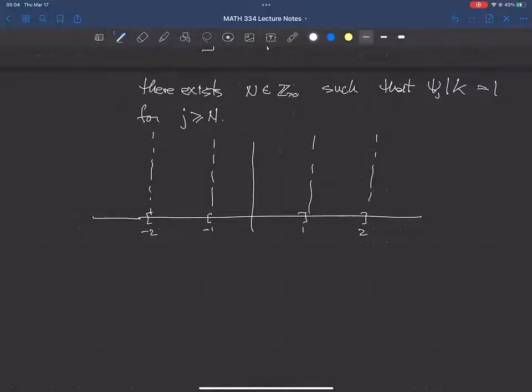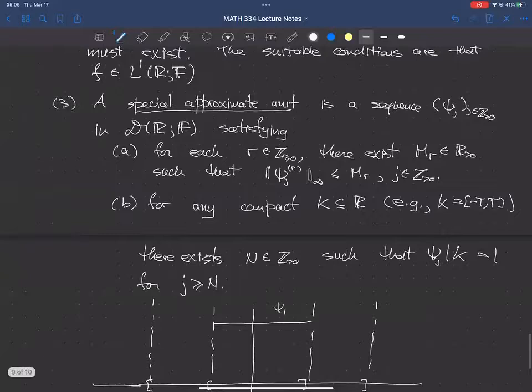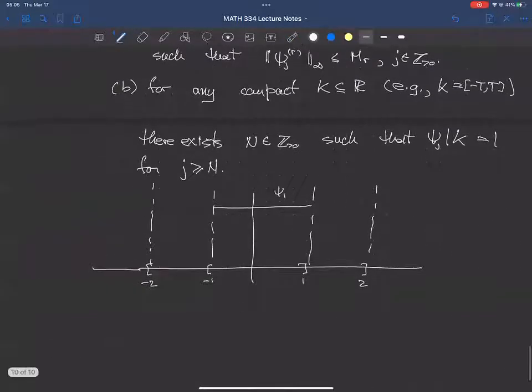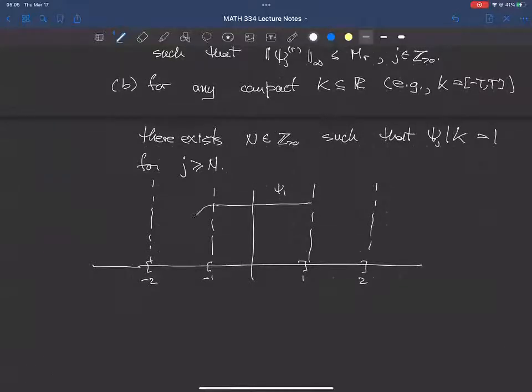Okay, so on the interval from -1 to 1, I require psi 1 to be identically equal to 1. But it has to be in D, right? So my sequence is in D, and so I just kind of chop it off, and I might do it. It doesn't matter if you do it exactly like this, but here's one way to do it.